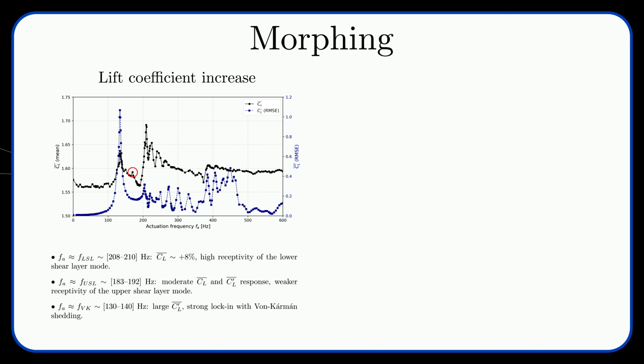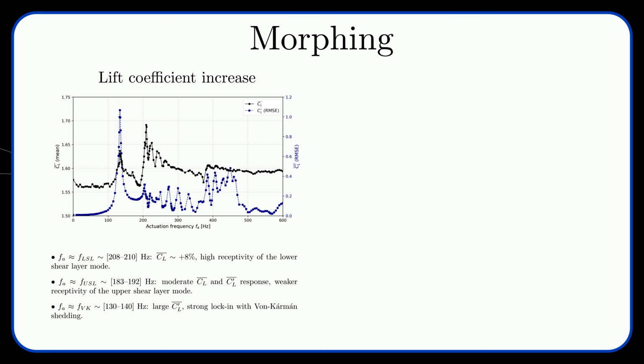reflecting the weaker reactivity of this mode to the morphing actuation when compared to the lower shear layer. On the other hand, actuating near the Von-Kármán frequency, 135 Hz, produces a strong response in both mean and fluctuating lift. This reveals how receptive this mode is to morphing excitation. The wake becomes strongly destabilized, with large force fluctuations reflecting the locking between the actuation and the dominant vortex shedding rhythm.